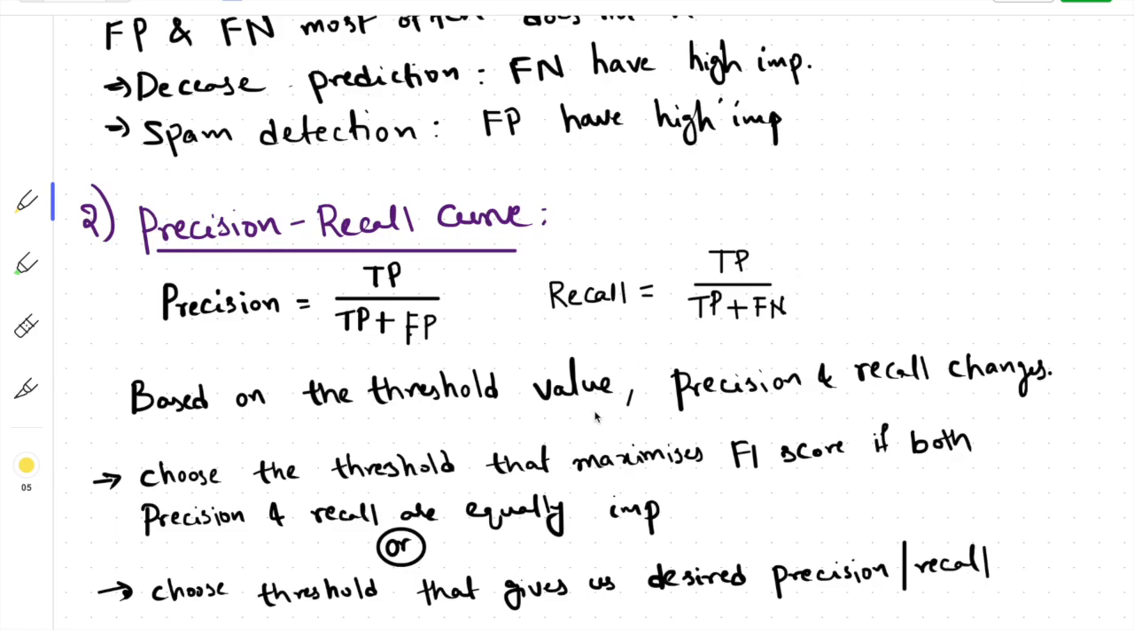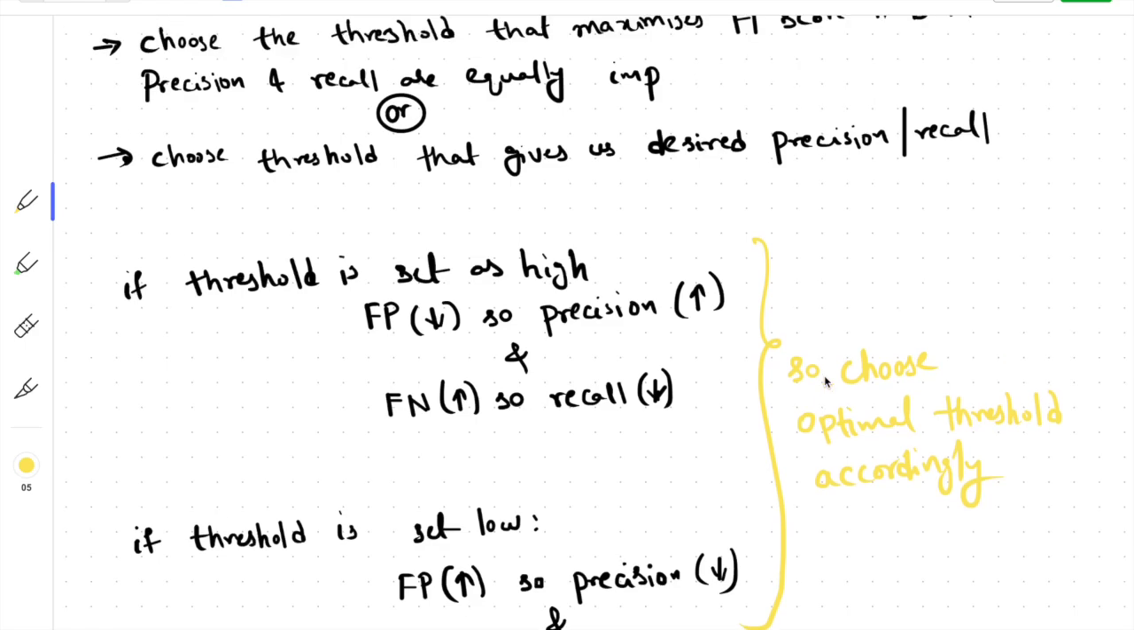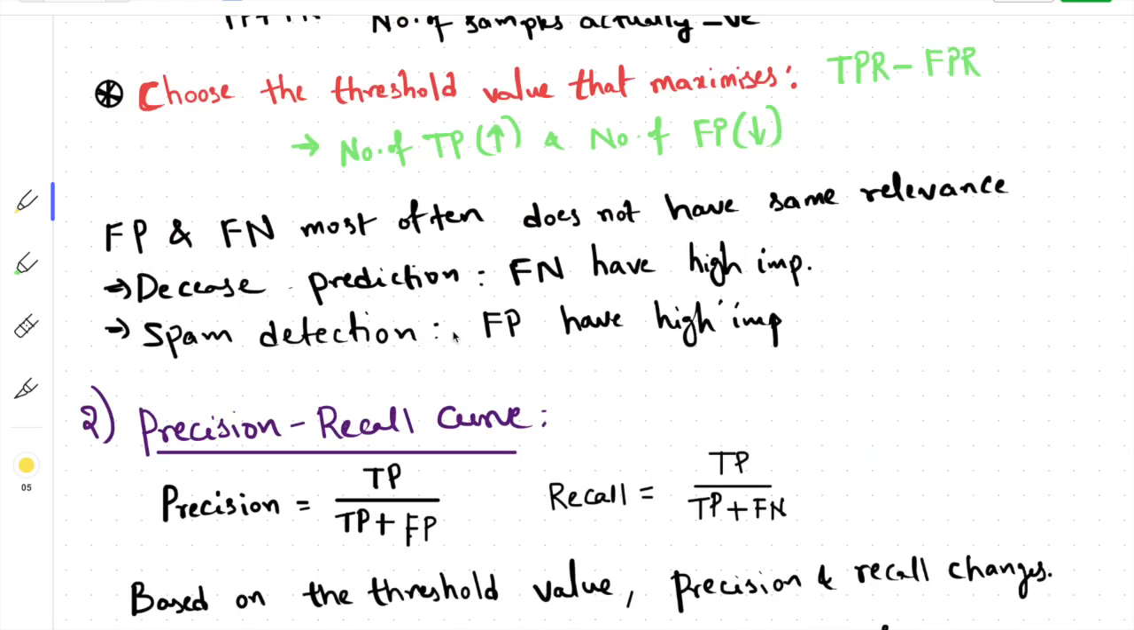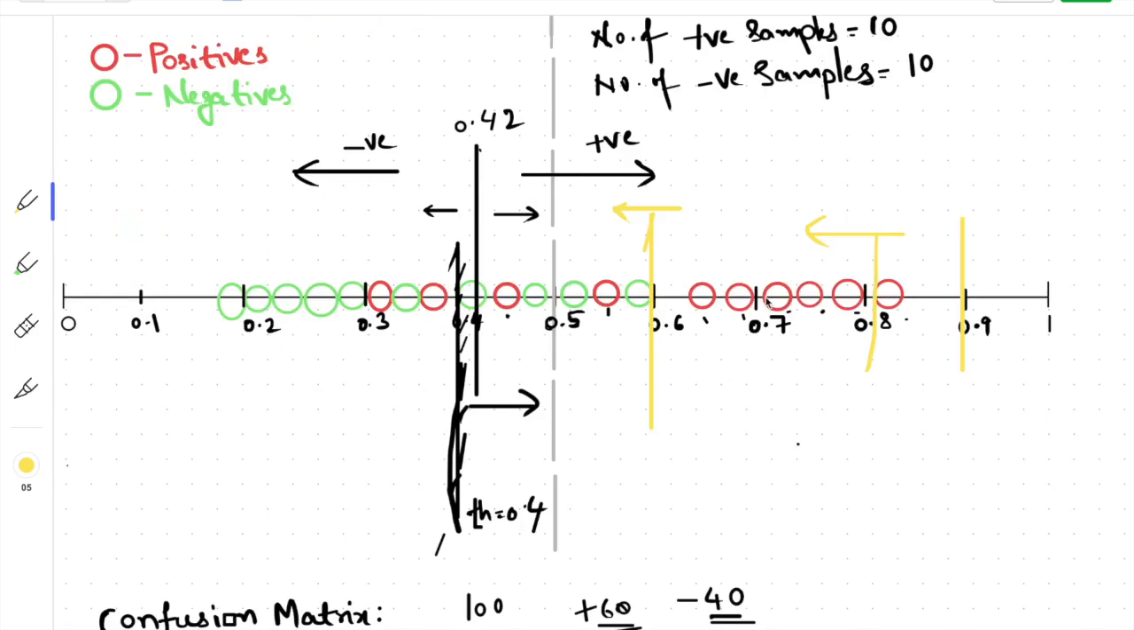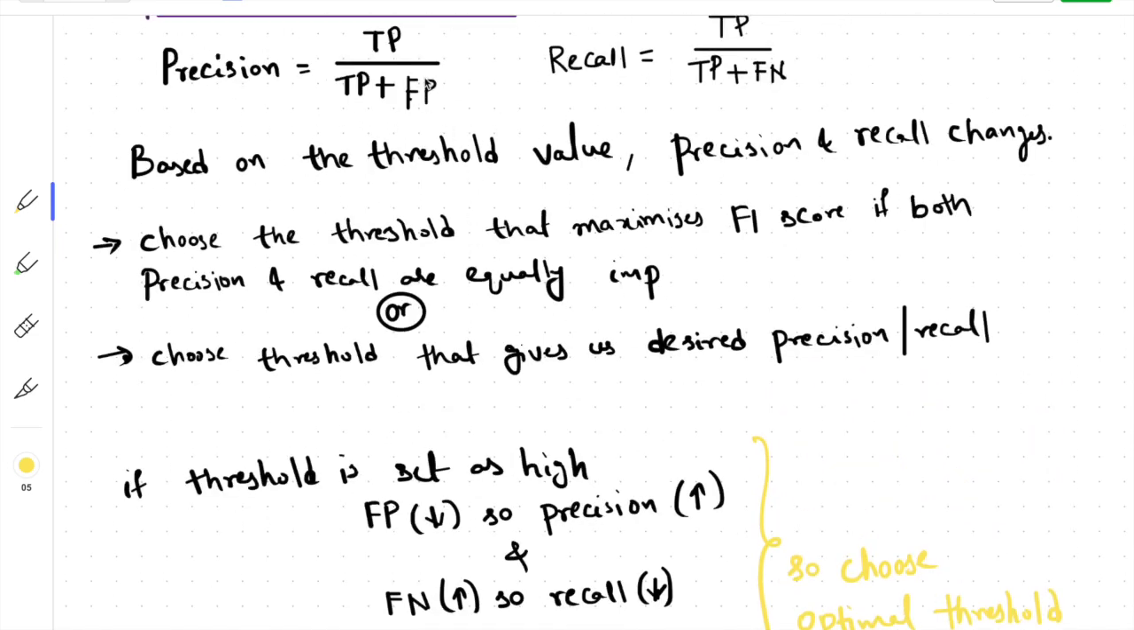So based on the threshold value, obviously the precision and recall also change, right? If the threshold is set to a very high value, then false positives would decrease. Like in the example that we discussed, if we move the threshold towards the right, then there won't be any greens after the threshold, so there won't be any false positives. So if the threshold is set to the right, then false positives will reduce. In the precision, since this value drops in the denominator, the precision value increases.